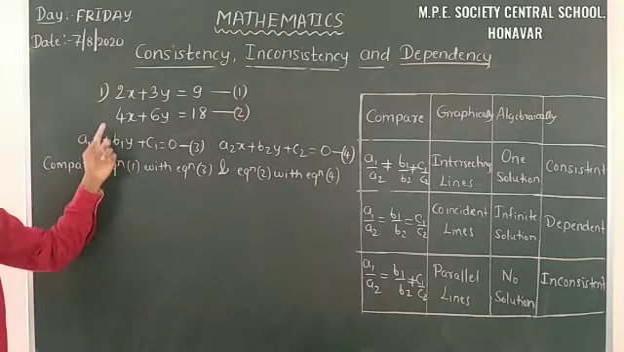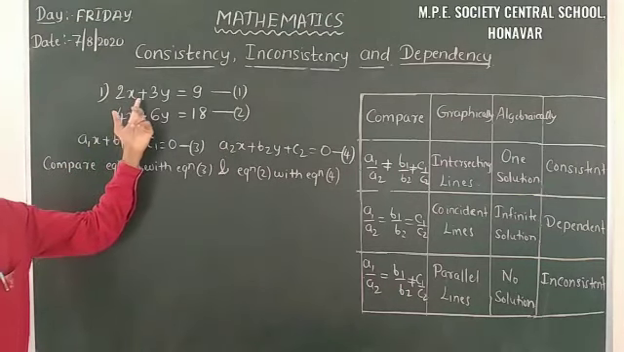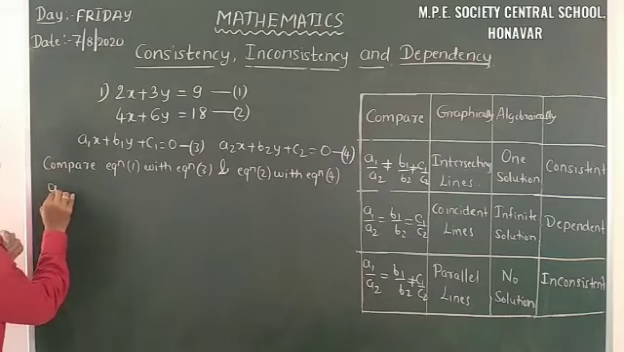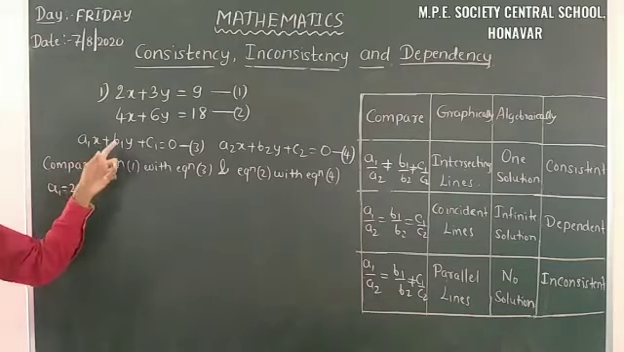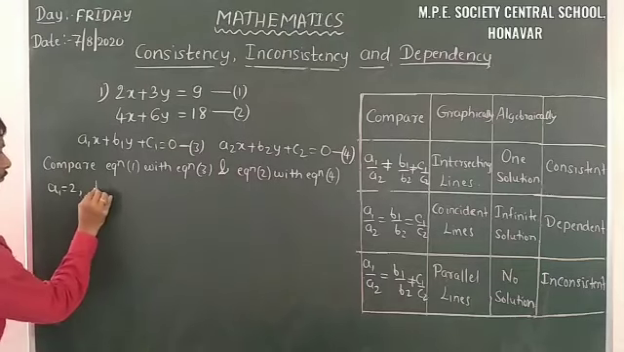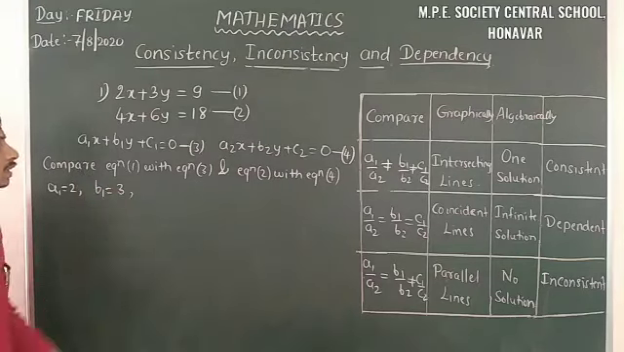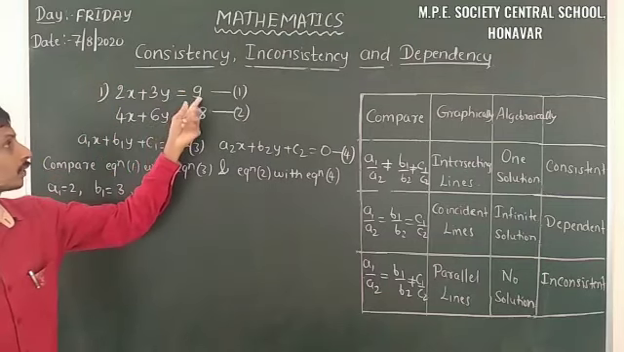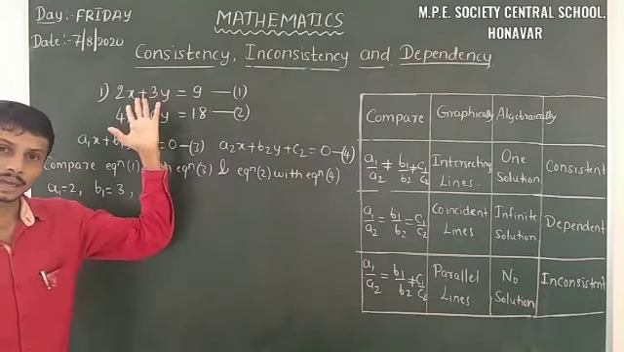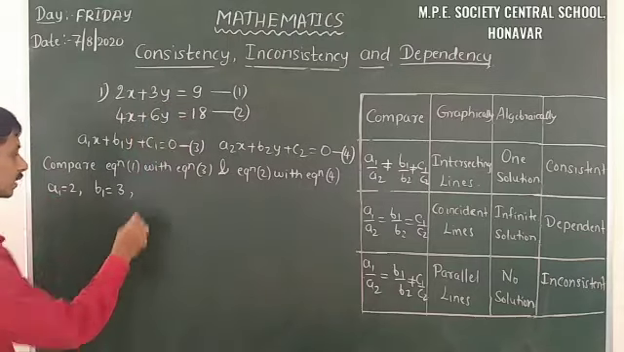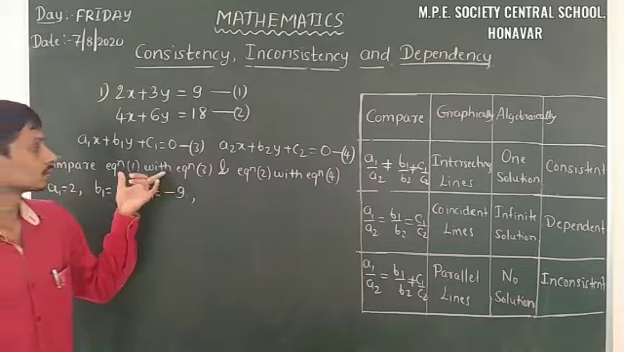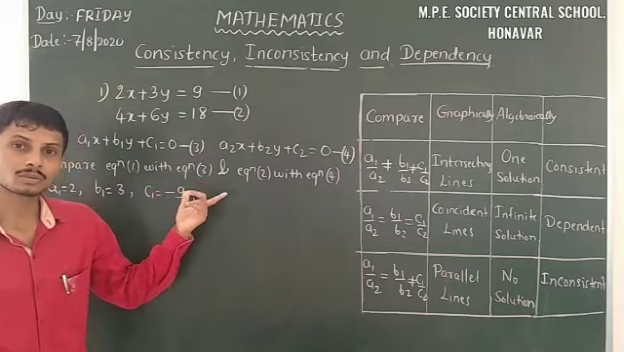So here a1 is 2. When we are comparing equation 1 and equation 3, a1 is equal to 2, then b1 is equal to 3, then c1 is equal to minus 1. That means when we take it to the LHS, it becomes minus 1. So the comparison of equation 1 with equation 3 is completed.